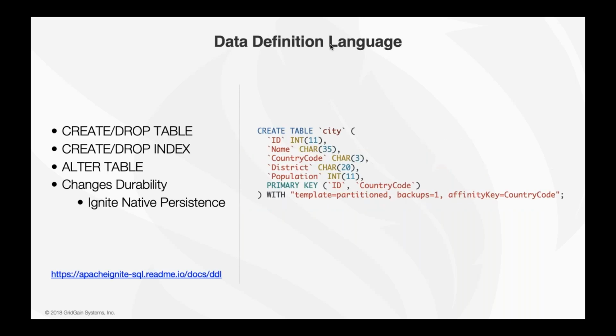Now, the data definition language. Remember I mentioned earlier that we have support for SQL 99. If you look at this example on the right-hand side, this CREATE TABLE city, we've got all these standard field names and types. A little bit later on, right at the end, we've got some extension. It says WITH template equals partitioned, backups equals one, affinity key equals country code. So this is extending the syntax of SQL, because there are some things where we can give Ignite some hints and some information. There is this notion of co-location, for example, and there you can see this mention of affinity key.